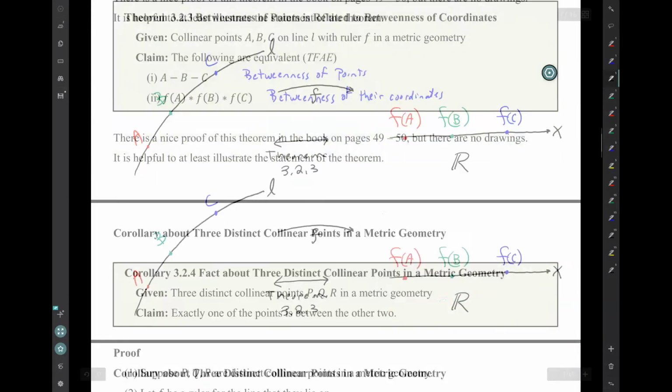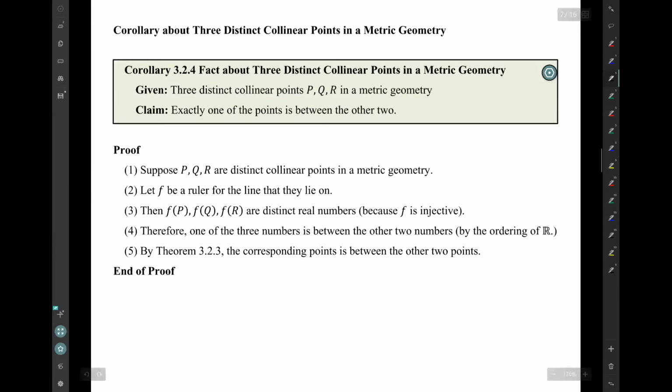Let's go on. Another property I want to discuss is this corollary about three distinct collinear points in a metric geometry. It's a fact about three distinct collinear points. If you're given three distinct collinear points, then exactly one of the points is between the other two. And now how would the proof of this go? Well, it's very short. Suppose you're given three distinct collinear points in a metric geometry.